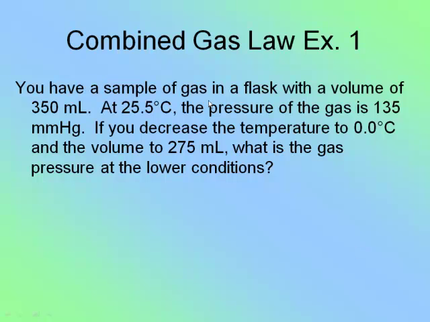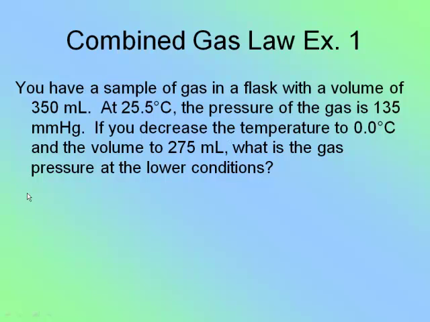So you have a sample of gas in a flask with a volume of 350 milliliters at 25.5 degrees Celsius. The pressure of the gas is 135 millimeters of mercury. If you decrease the temperature to 0 degrees Celsius and the volume to 275, what is the gas pressure at the lower conditions? Now, we could always make a guess as to what's happening, like, oh, the pressure went up, so we can guess the volume went down. But the problem is because we have pressure, volume, and temperature all changing, we have no idea how it's going to actually turn out in the end.